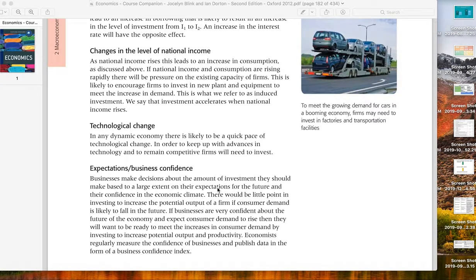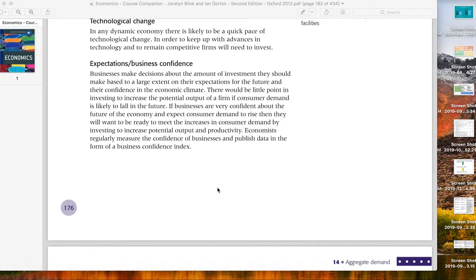Thus, increase in investment. Expectations and business confidence is another thing, a little bit linked to consumer sentiment. Businesses make decisions about the investment they should make based to a large extent on their own expectation of what they think the economic climate is. So there's not going to be a lot of point in investing to increase output if you feel like demand is about to fall. If businesses are quite confident, they're going to ramp up their spending and investment, right? So it's similar to consumer confidence, but it's more on the business side.